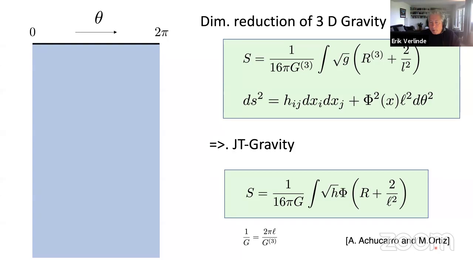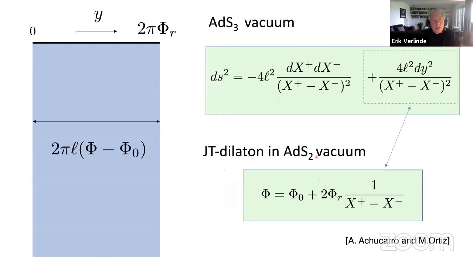This was pointed out in a paper a long time ago by Achúcarro and Ortiz. They also noted that the black hole solutions in two dimensions and those in three dimensions are related in the same way. And that is what we're going to be using also. Actually, already in the AdS vacuum, you can see a direct correspondence. If I write down the AdS3 geometry, I write it in two parts, one which is the x plus, x minus coordinates. And then there's a coordinate that I'm going to reduce over. I call it y here.